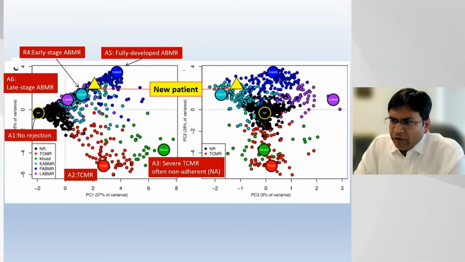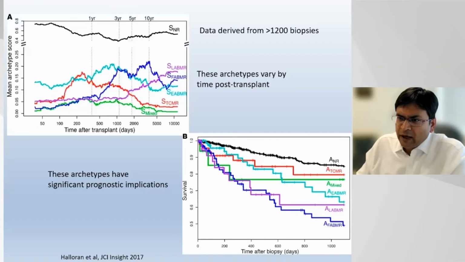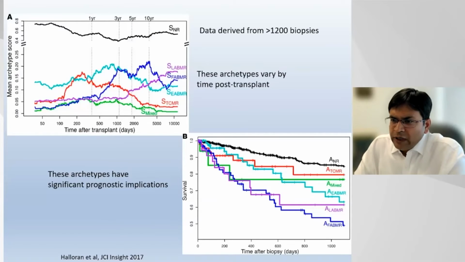So the relevance of these different disease states is shown in this next slide, where you can see that the time points where each of these diagnoses can be found is variable. To give an example, early ABMR is early on in the first 1,000 days of transplant, and then it wanes off compared to fully developed or late ABMR, which starts spiking after several years of transplant. And the second relevance of this is because of prognoses.